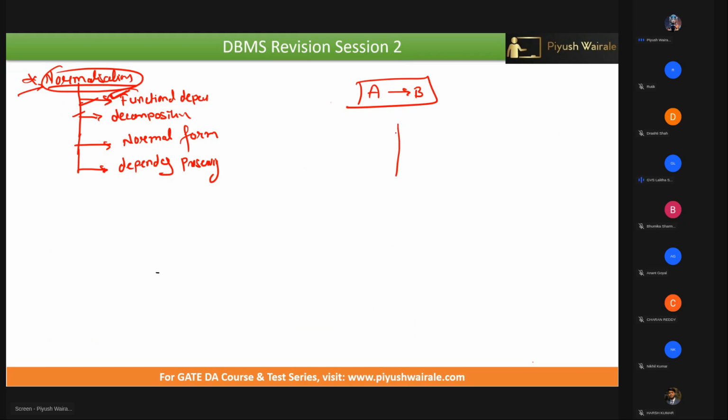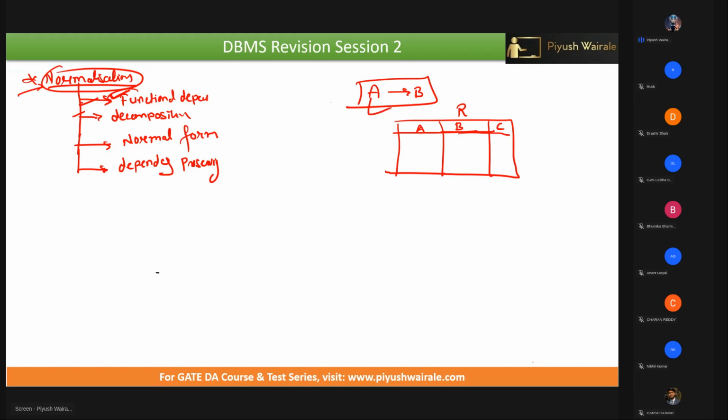A prime attribute determines a non-prime attribute. No. Prime and non-prime deal with the candidate key here, right? So when I say A determines B, let's say for example, in the relation we have three columns A, B, C, right? So A determines B, FD means what?